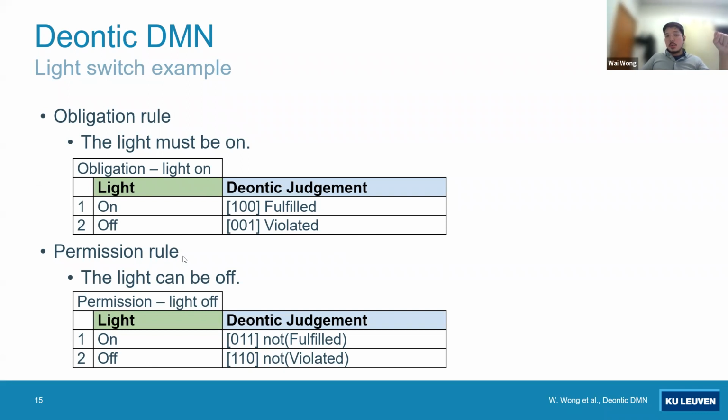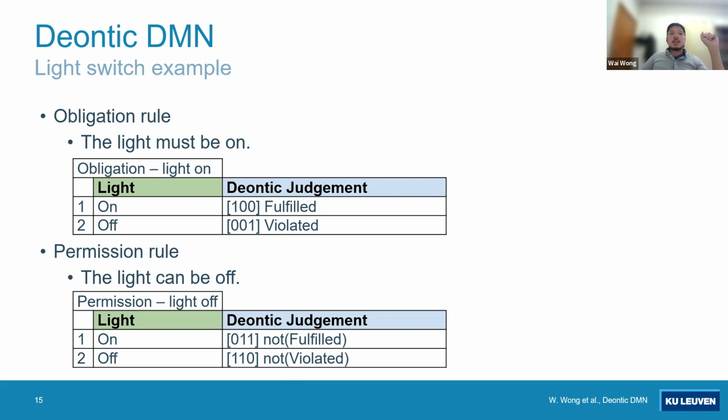Then you can also have permission rules, for when the light can be off. So you have the permission to turn the light off. When the light is off, you're definitely not violating your permission rules. And if your light is on, you're definitely not fulfilling the permission rules. You can see that I'm using a log here. I already snuck in the syntax of CDMN, the constraint DMN, which I will talk about a bit more later on. That is just an extension done by my co-workers.